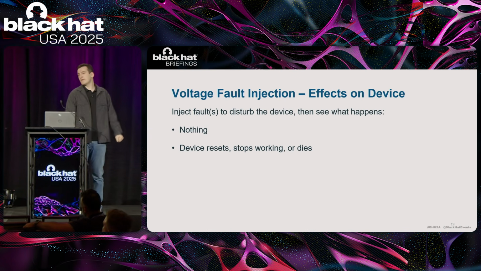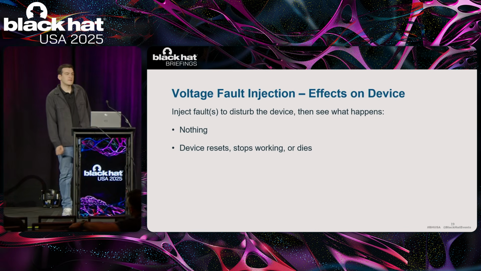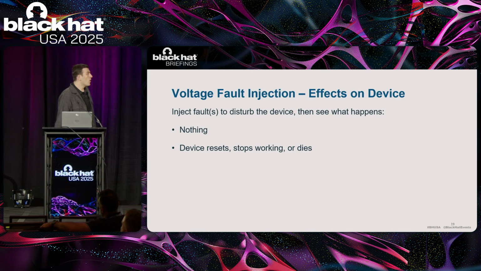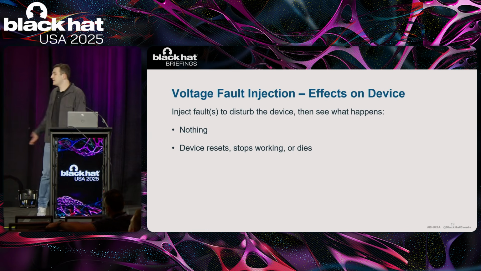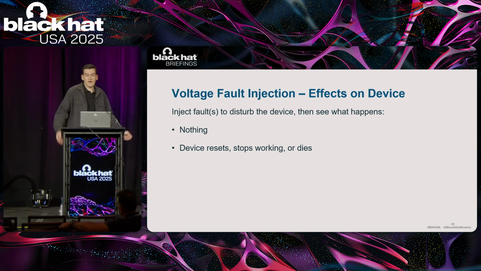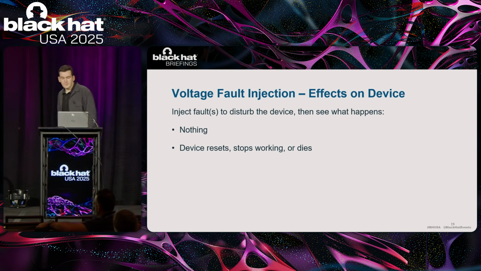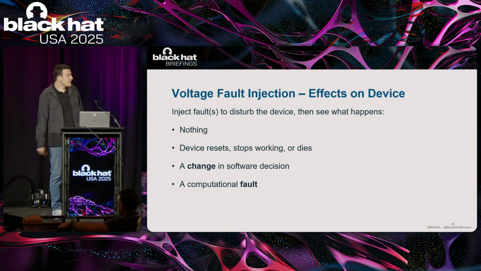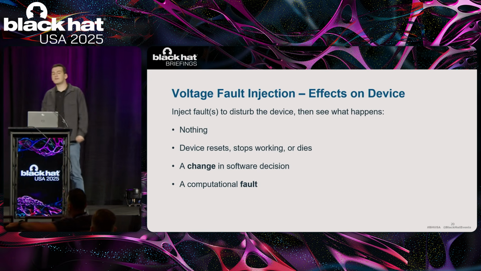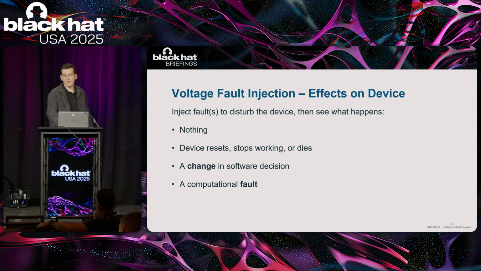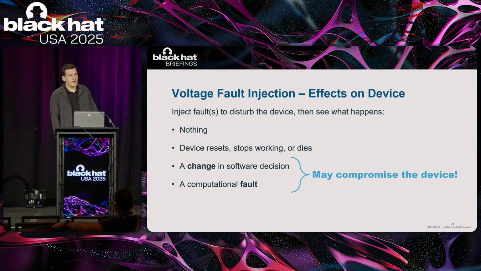And for the effects on the device, sometimes or most of the time nothing happens, which is usually the normal behavior. Or sometimes the device resets, stops working, or dies. This could be interesting. Maybe we triggered a security mechanism. This is why it stopped working. Or maybe it's just a mute or reset condition. However, if we can find the exact parameters, then we start to see changes in the software decision, a computational fault, which may compromise the device, depending on the hardware and the software.